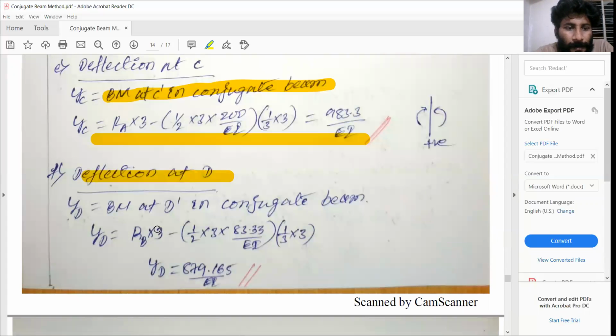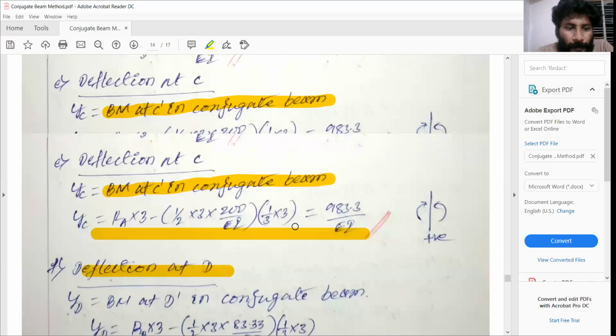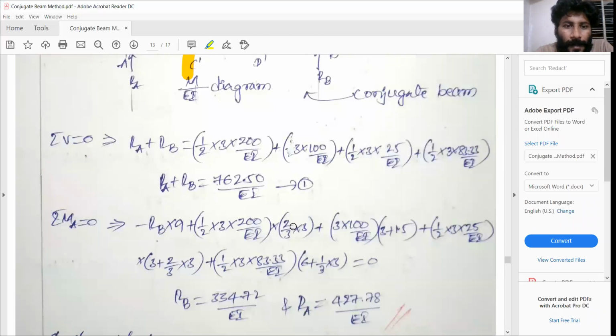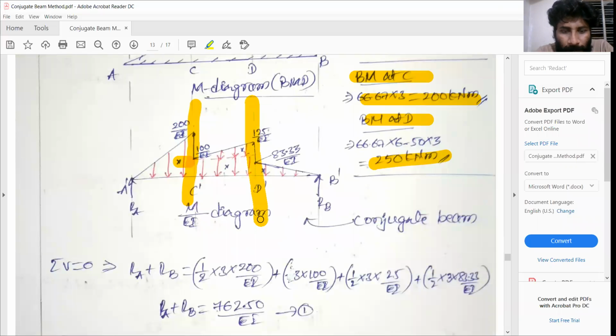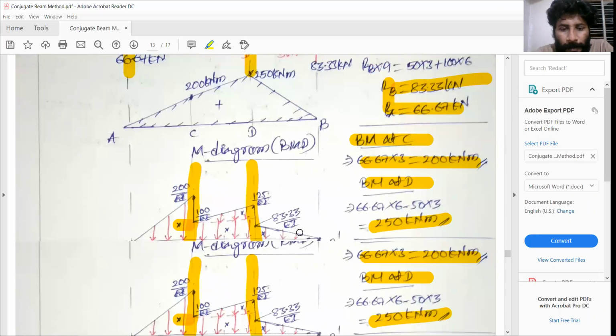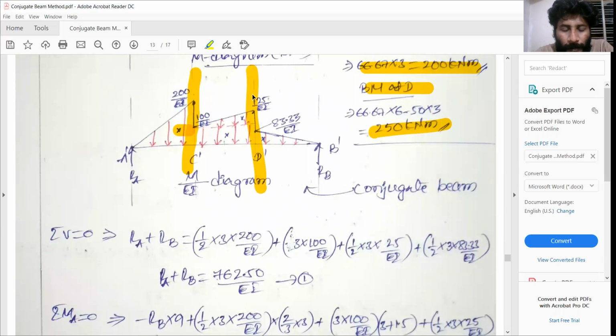Similarly, the deflection at D is the bending moment at D in the conjugate beam. So again, I have to find the deflection in the real beam at D. For that, again take the corresponding section at D in the conjugate beam. You can take the moment of all these forces about D, on the left of the section or the right of the section. Better you take the right of the section because there are only two components. That is RB into 3 meter.